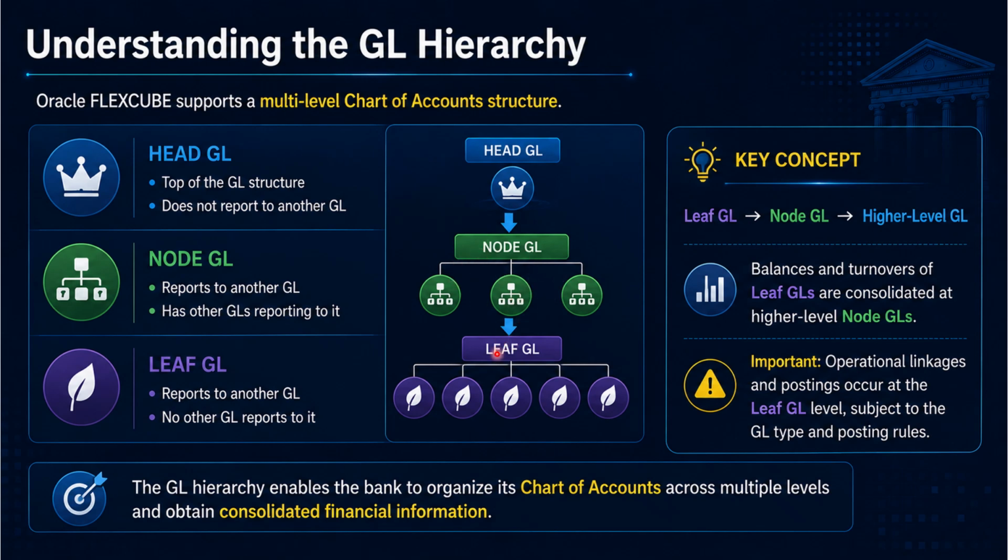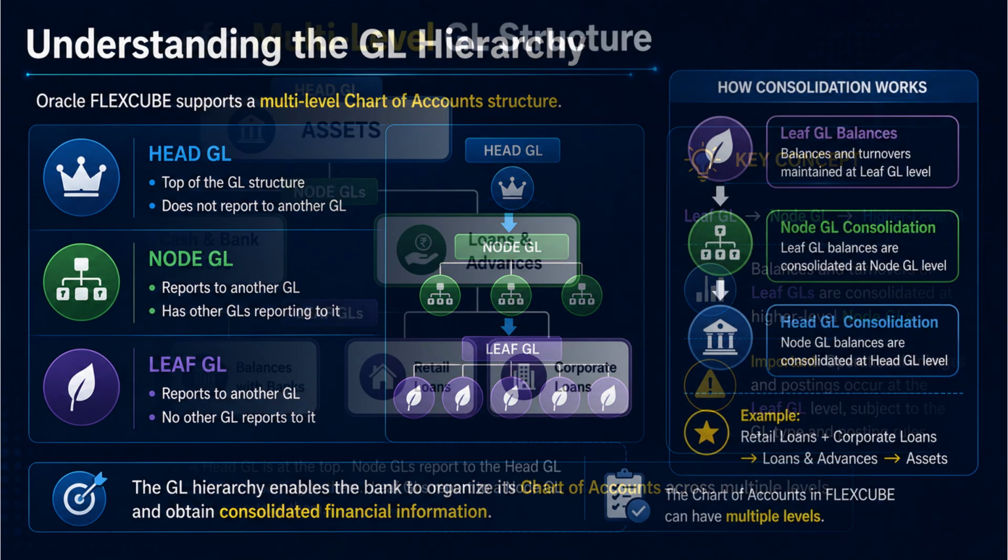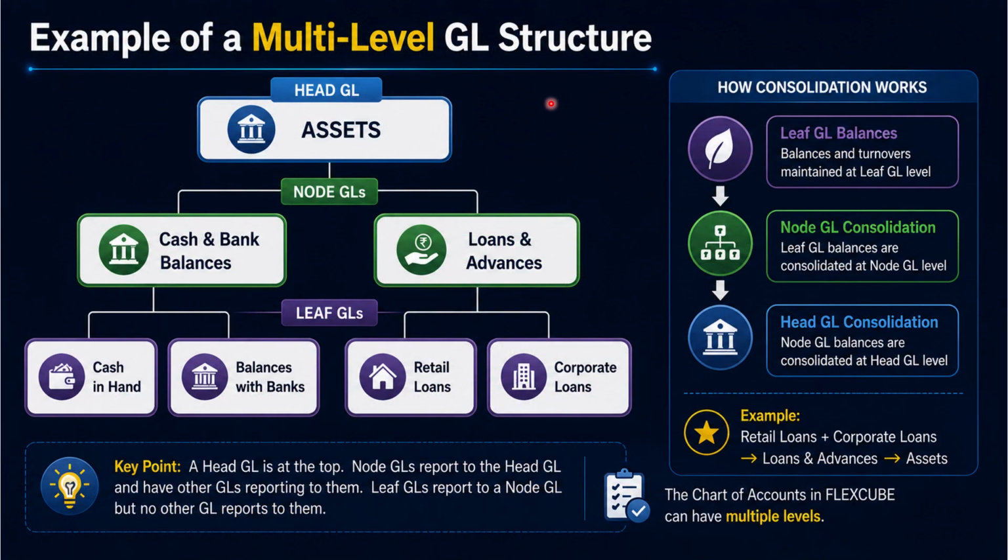A leaf GL is at the lowest level. It reports to another GL, but no other GL reports to it. The balances and turnovers of leaf GLs are consolidated at higher-level node GLs. This hierarchical structure allows the bank to organize its chart of accounts across multiple levels while obtaining consolidated financial information. Let's understand the GL hierarchy with a simple conceptual example.